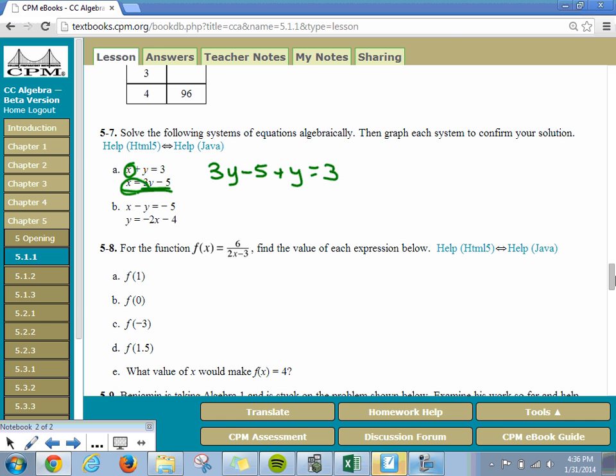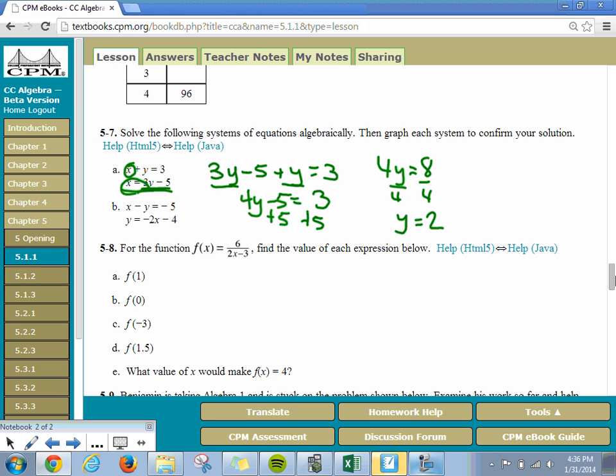Again, we know what x is equal to in that second equation, and so we plug it into our first equation. Then we can solve for y by combining our like terms. We've got a 3y and a y, so that gives us a total of 4y's. Minus 5 is equal to 3. We can then add 5 to both sides, and we're left with 4y is equal to 8. We'll divide both sides by 4 to get y by itself, saying that y is equal to 2.